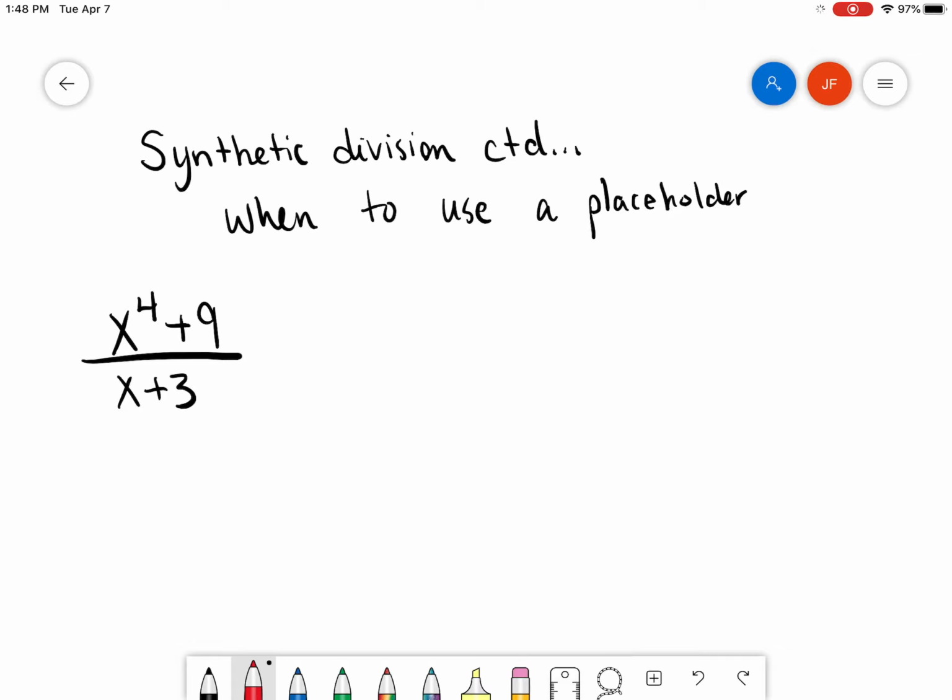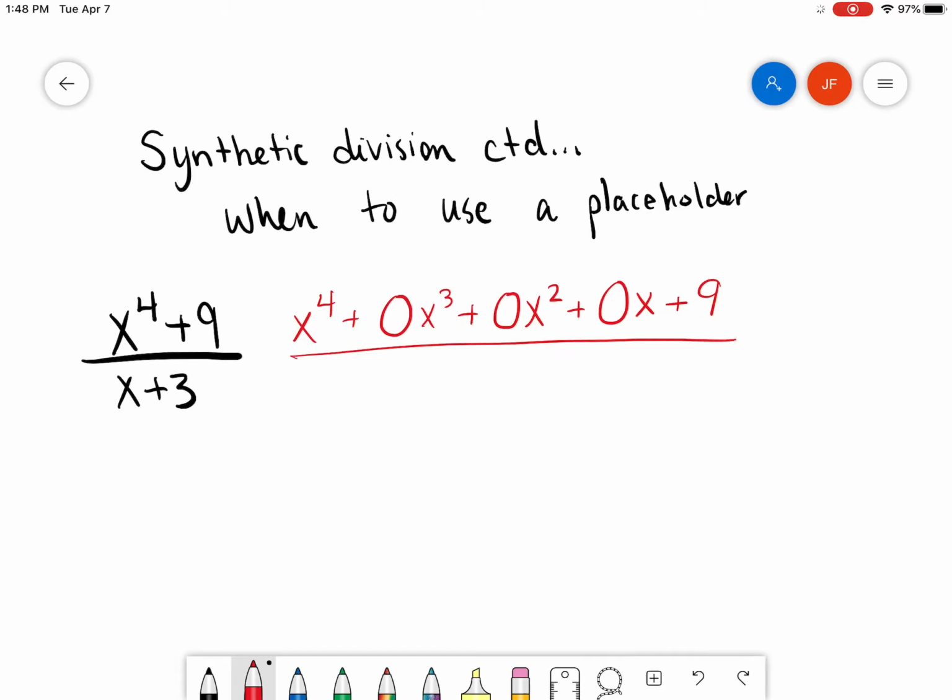This is basically what we have here: x to the fourth plus 0x to the third plus 0x squared plus 0x plus 9, and that's all over x plus 3. Technically there's a 1 here, I'll put that in there too. So by putting the zeros in there, we can see that we're missing the x to the third and the x squared and the x values. And that's what we're going to be using to set up our synthetic division problem.